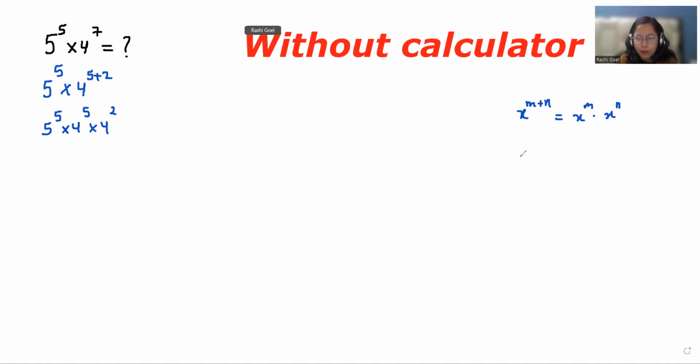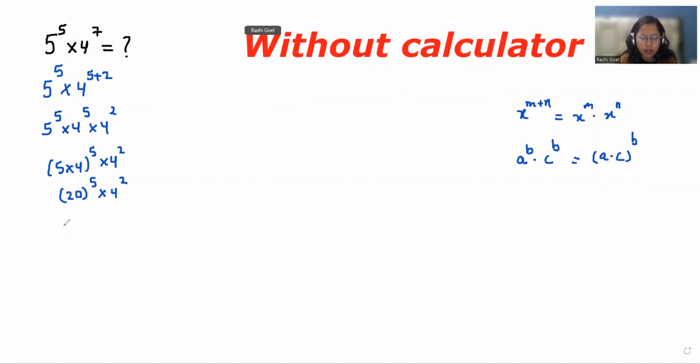Now, according to the property of exponents, a power b times c power b, we can write it as a times c, whole power b. So here we can write it as 5 times 4, whole power 5, times 4 square. 5 times 4 is 20 power 5 times 4 square.